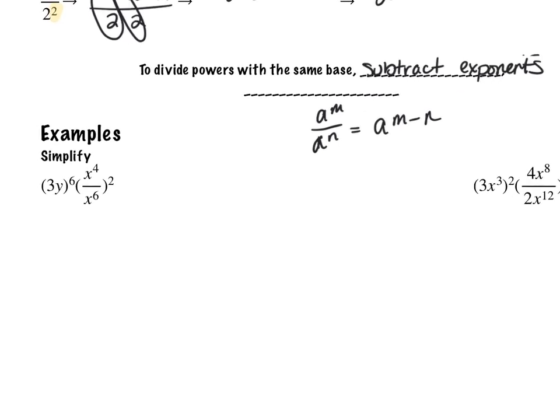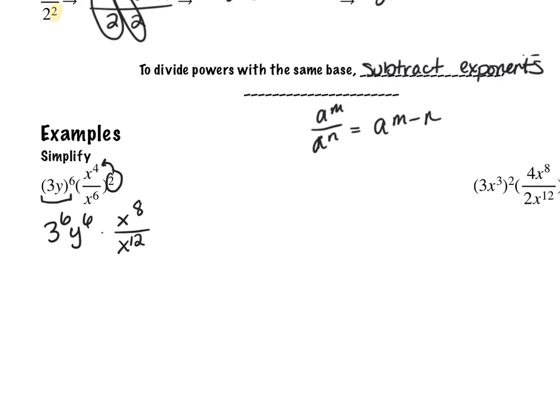So if I look at this first one, what should I do to get rid of that parentheses? I'm going to distribute that exponent. So I get 3 to the 6, y to the 6, times x to the 8th over x to the 12th. Even though you see that there's a fraction, just get rid of the parentheses first.